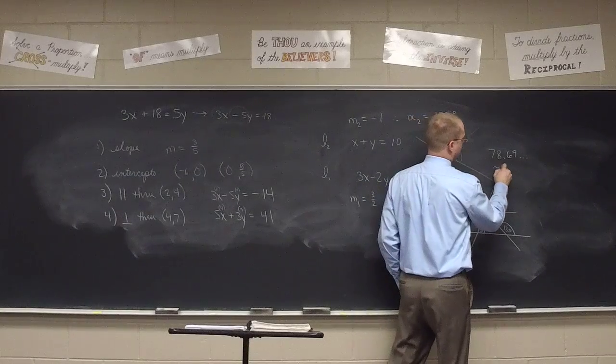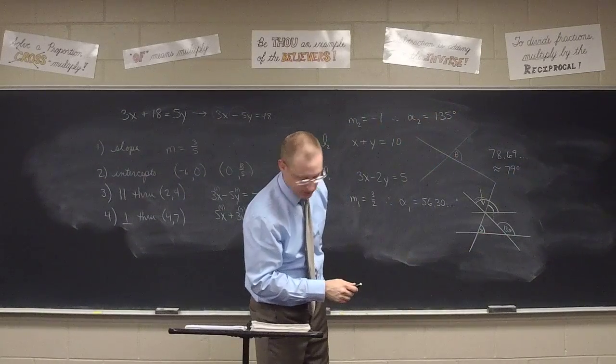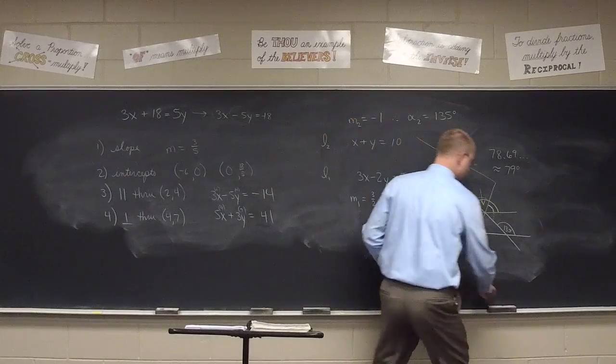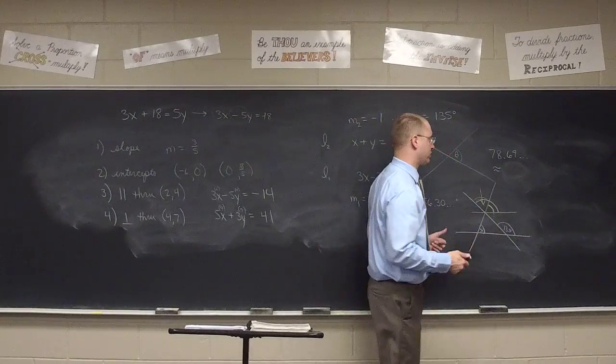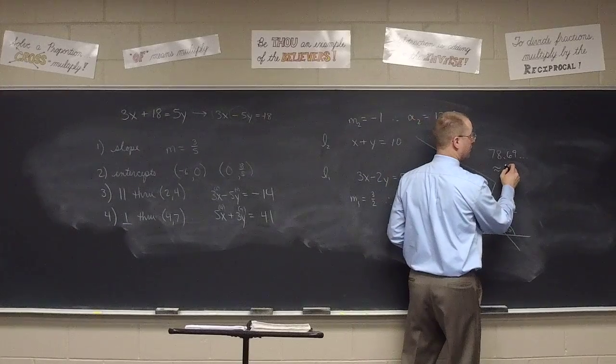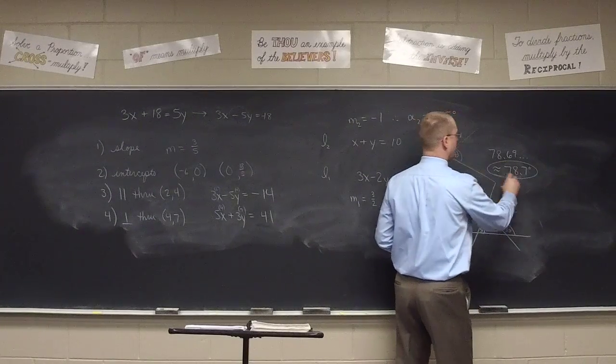All right, so rounded, we would say 79 degrees. Unless it said to round? Let's at least round to tenths. I think that's usually what we do with angle of inclination, one decimal. So 78.7 degrees would be our answer.